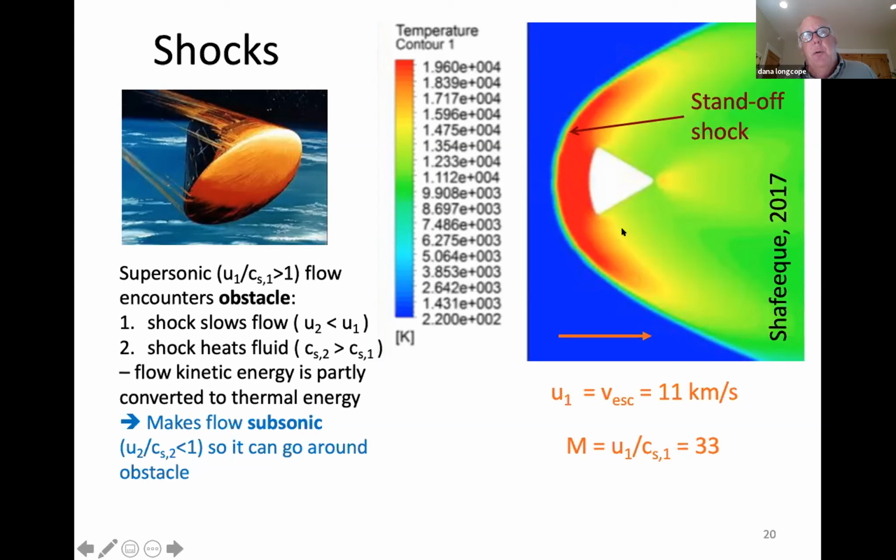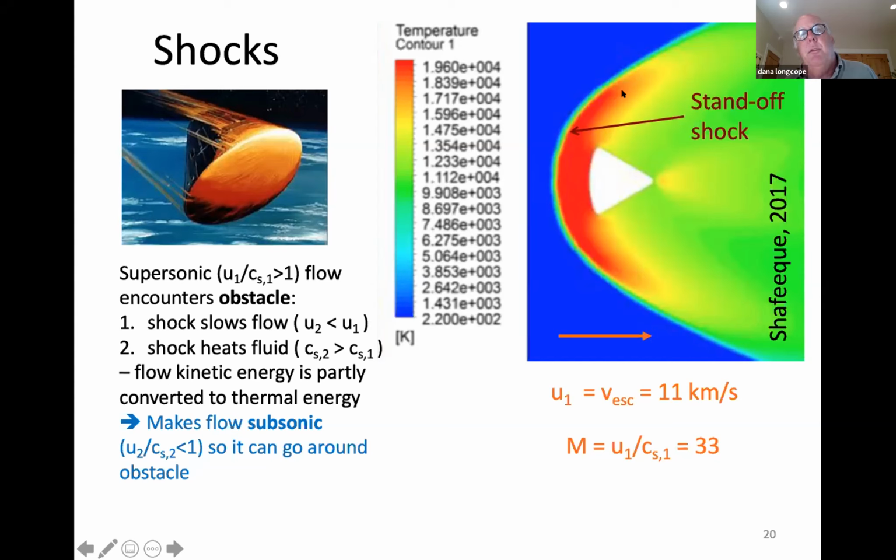And so the whole point is that the kinetic energy of the incoming flow is partially converted to thermal energy, to temperature. And so the upshot then is that the sound speed has gone way up, the speed of the flow has gone down, and now it is subsonic. And when you have subsonic flow, it's going slower than the speed of sound. It knows about the capsule. It goes around the capsule.